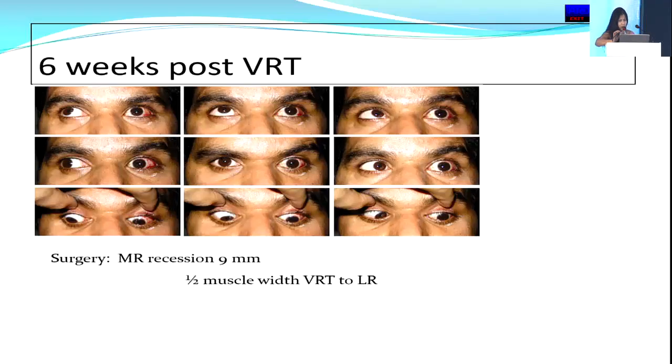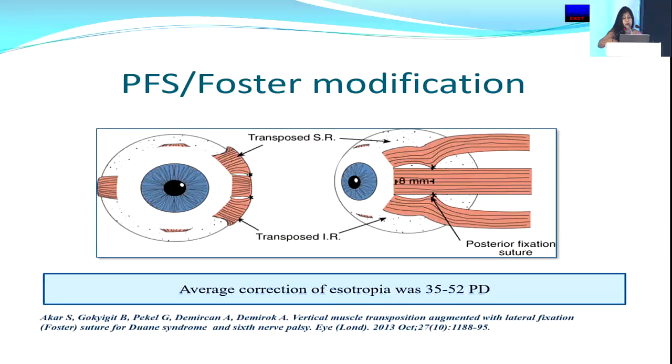So you have a choice here to do a partial tendon transposition, or you can do a single muscle transposition. In this case, we did a half-width vertical rectus transposition to the lateral rectus along with the MR recession, depending on the tightness. You can modify or augment your transposition surgeries with the help of a posterior fixation suture, again depending on the amount of deviation and the amount of correction that you need post-operatively.